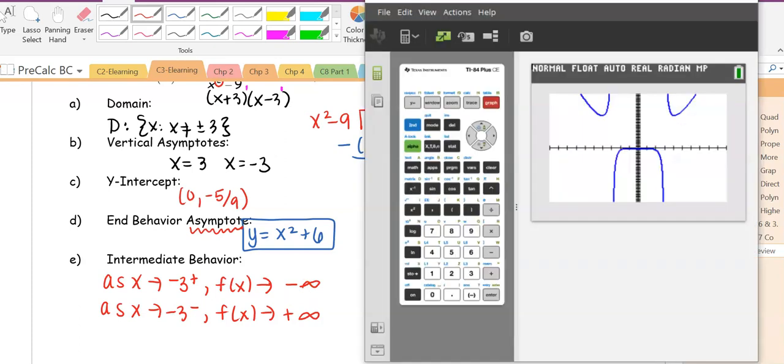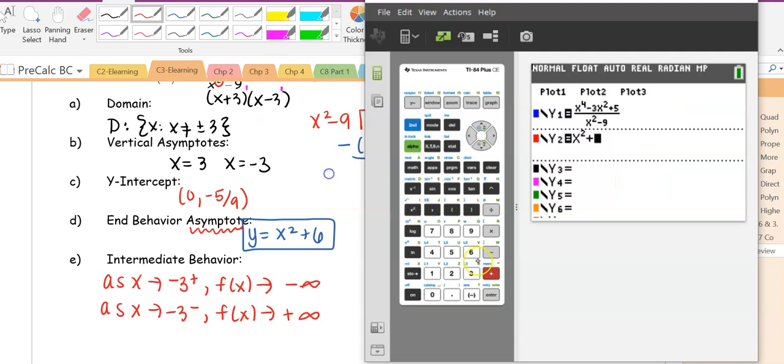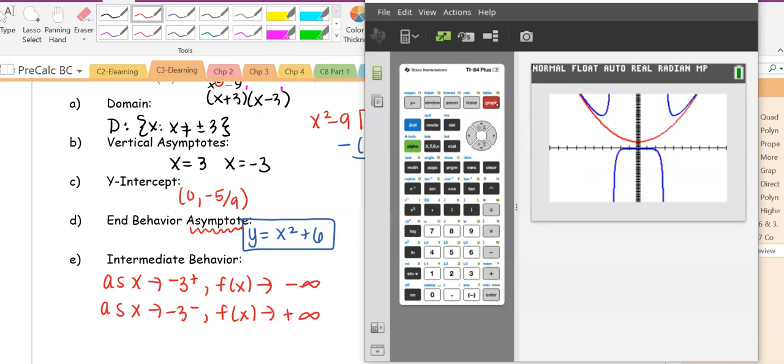Now, if you'd like, we can also type in our behavior asymptote that we found, x² + 6. And you can see it's just going to kind of cradle these two little guys up here. It's showing our end behavior in both directions, as x approaches +infinity and as x approaches -infinity. You can see these guys are going up.